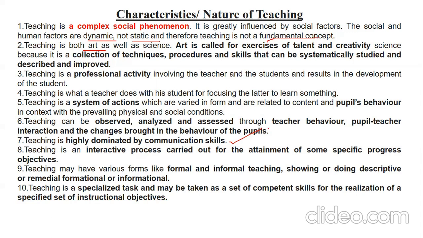It's an interactive process which is carried out with a specific objective. Teaching is a process which has formal and informal forms. The teaching done at school is at a formal level. The teaching done at the family level, or among friends, is informal teaching. But it results in what? In certain remedial or informational formation. It means it will definitely result in some corrections or remedies for the problem.